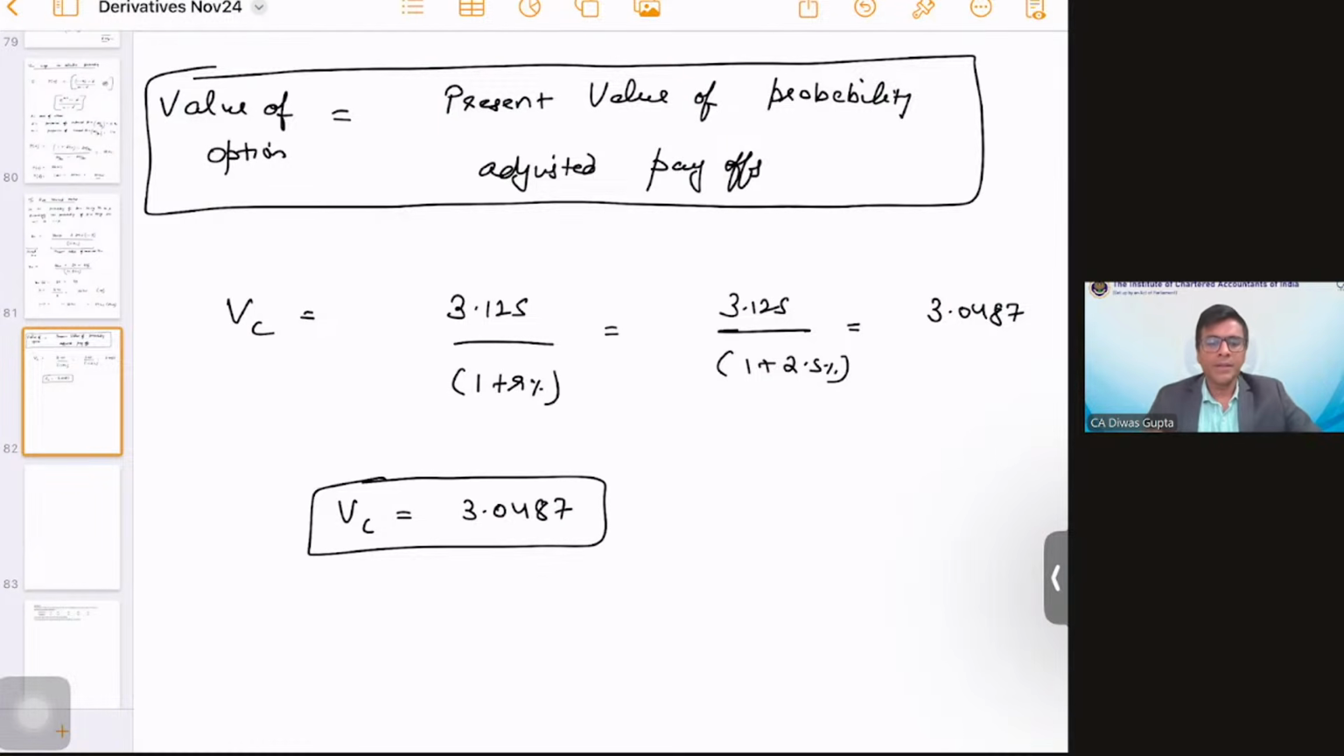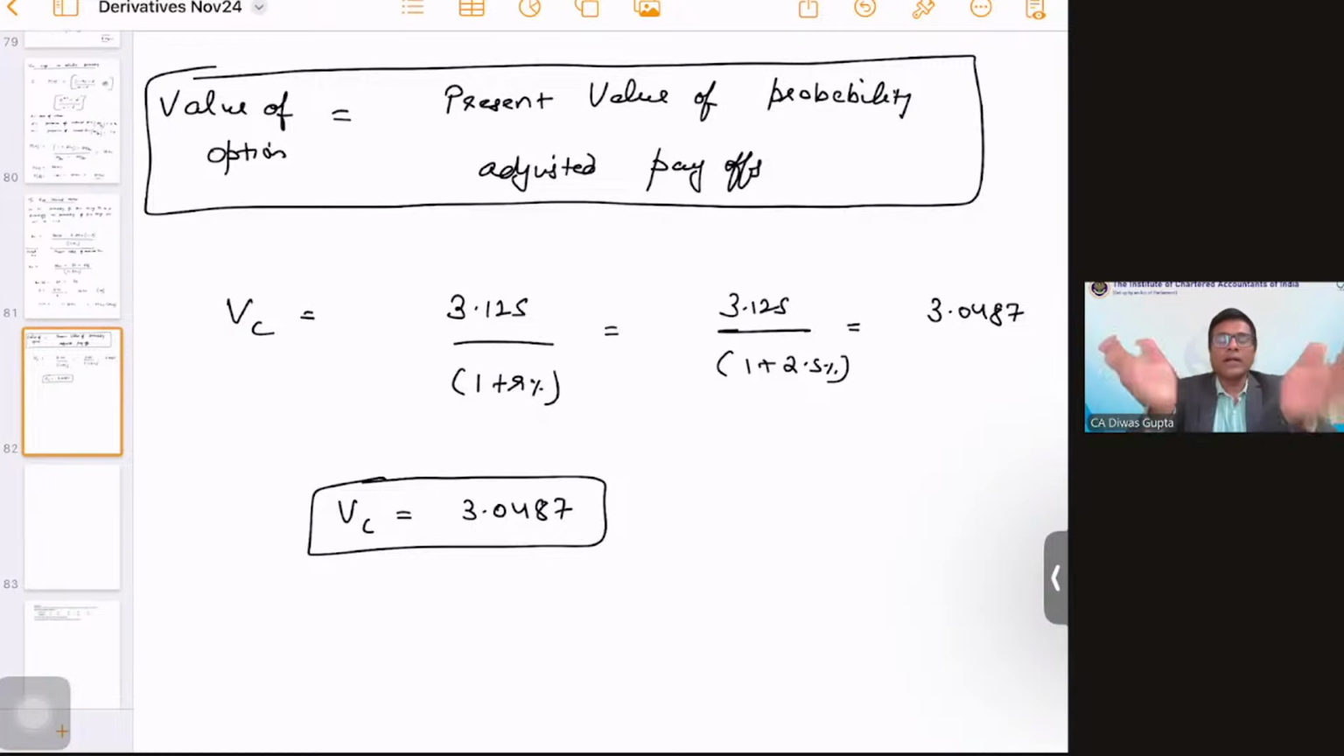Let's move ahead, students. Options till now, what we have covered: the basics, the parties to the options, call option and put option. We have covered the difference between an option and a forward or a future. We have discussed how to calculate the premium using the binomial method. Correct? It's very simple, very easy.